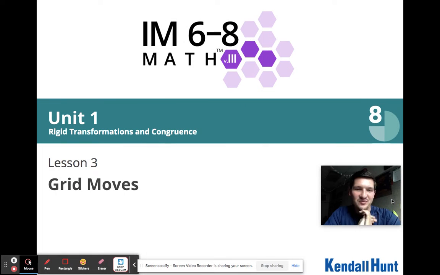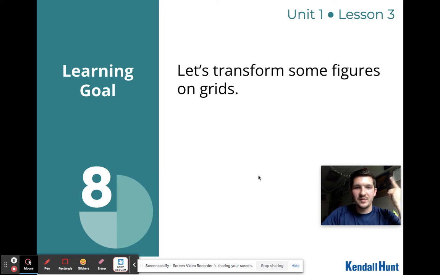We're still on rigid transformations, but now we are looking at thinking more about our things on a grid. That's our whole idea: thinking about our shapes on a grid, so we can get better at thinking about what happens to our points and things like that. So let's transform some figures onto grids. That's, like I said, our goal.